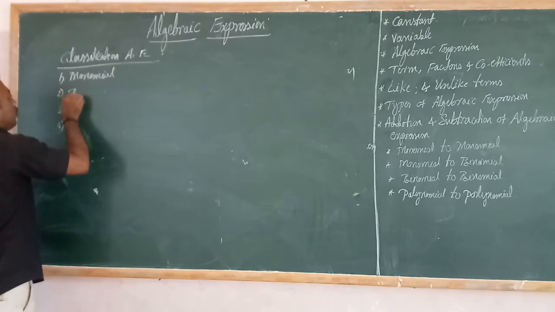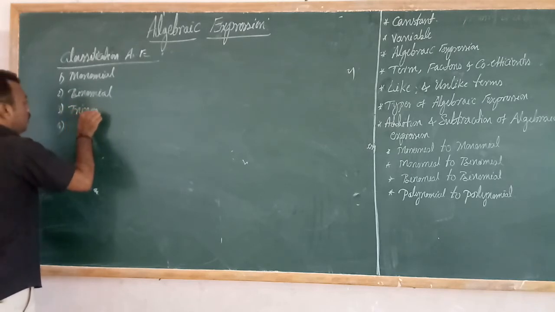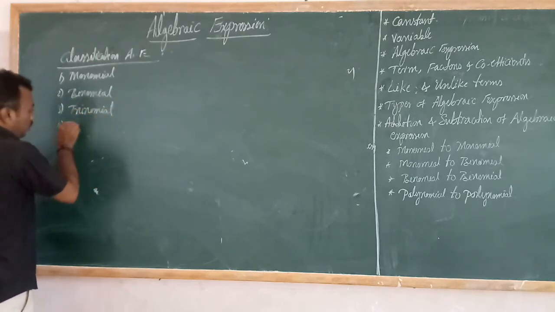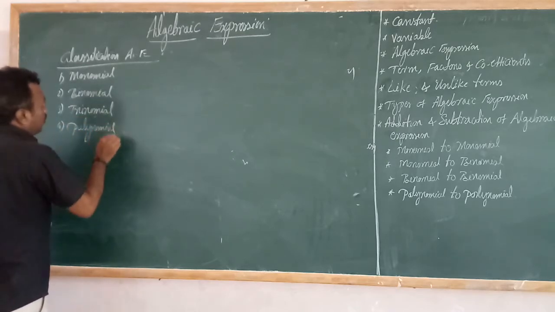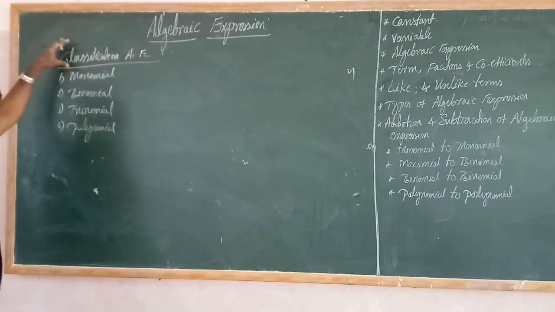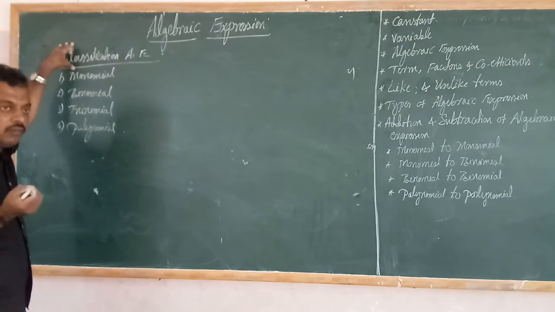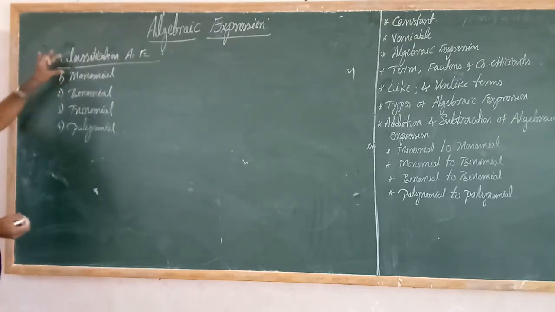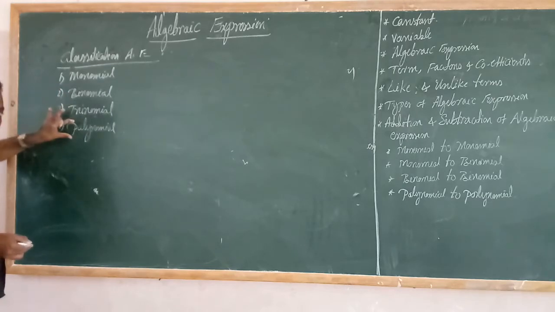Monomial, binomial, third one is trinomial, and finally polynomial. This classification is based on the number of terms. So taking the number of terms as the base, we have classified the algebraic expression. So one is monomial, second one is binomial, third one is trinomial, and fourth is polynomial.